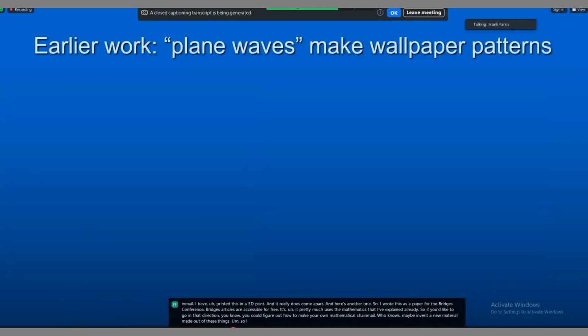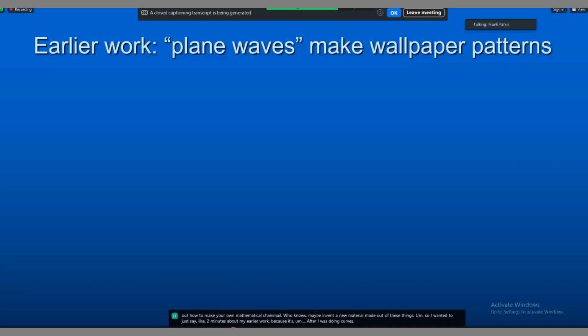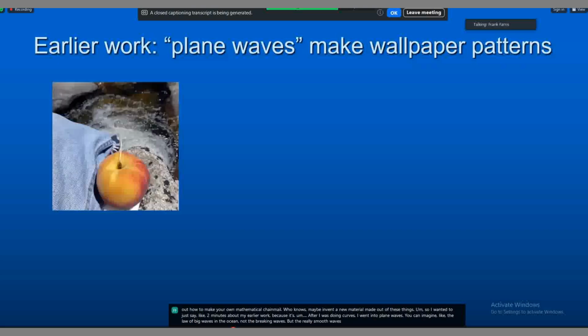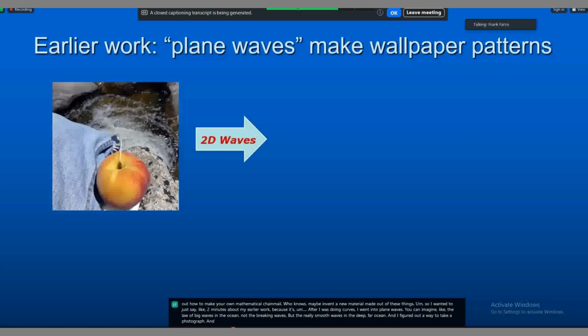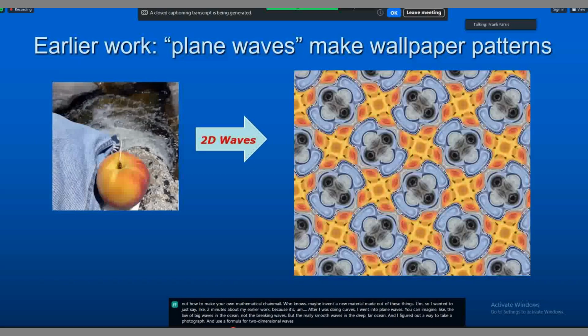So I wanted to just say 2 minutes about my earlier work, because after I was doing curves, I went into plane waves. You can imagine the long, big waves in the ocean, not the breaking waves, but the really smooth waves in the deep, far ocean. And I figured out a way to take a photograph and use a formula for two-dimensional waves and make it into a wallpaper pattern like this.